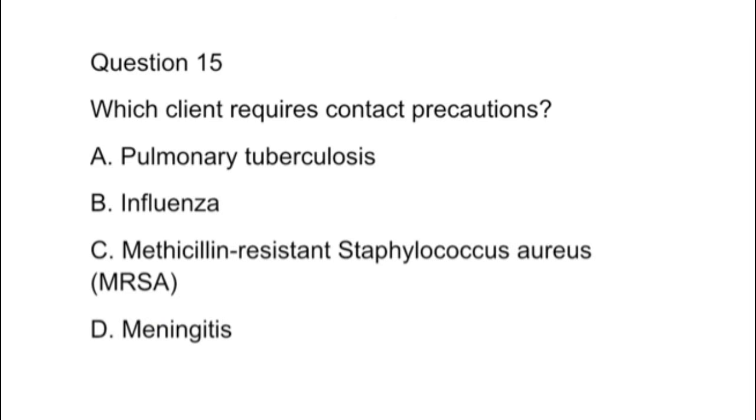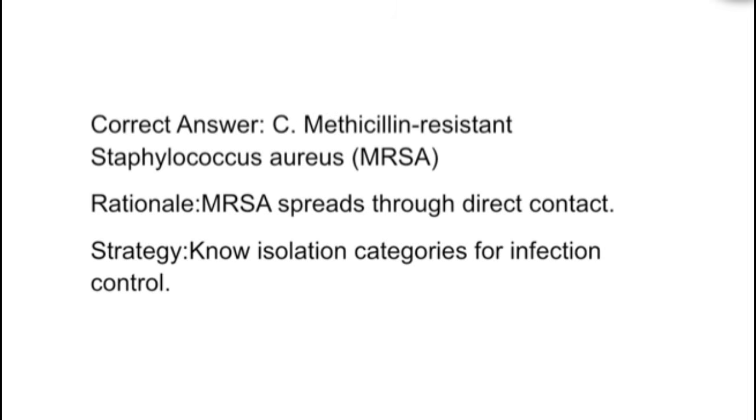Question 15. Which client requires contact precautions? A. Pulmonary tuberculosis. B. Influenza. C. Methicillin-resistant Staphylococcus aureus, MRSA. D. Meningitis. Correct answer, C. Methicillin-resistant Staphylococcus aureus, MRSA. Rationale: MRSA spreads through direct contact. Strategy: Know isolation categories for infection control.